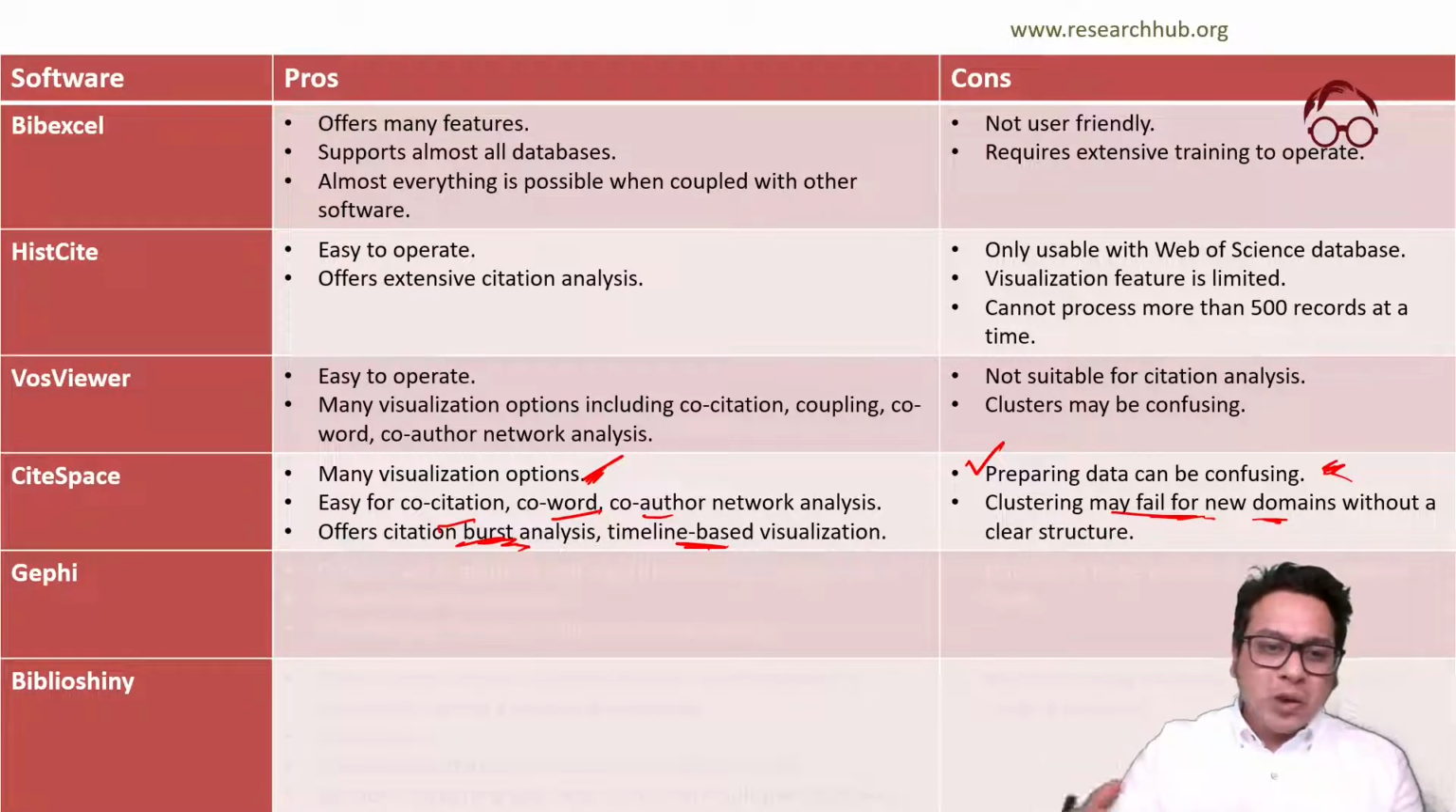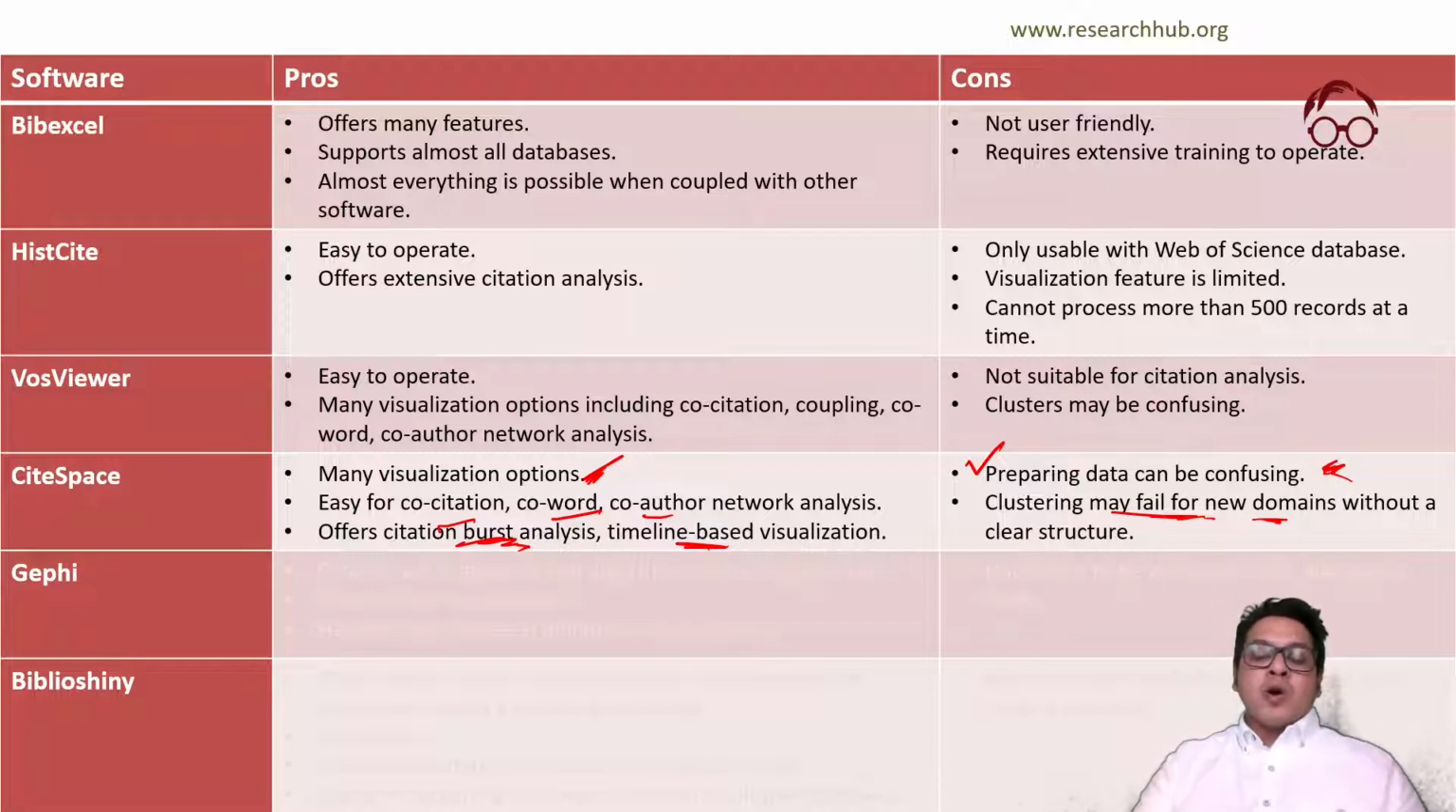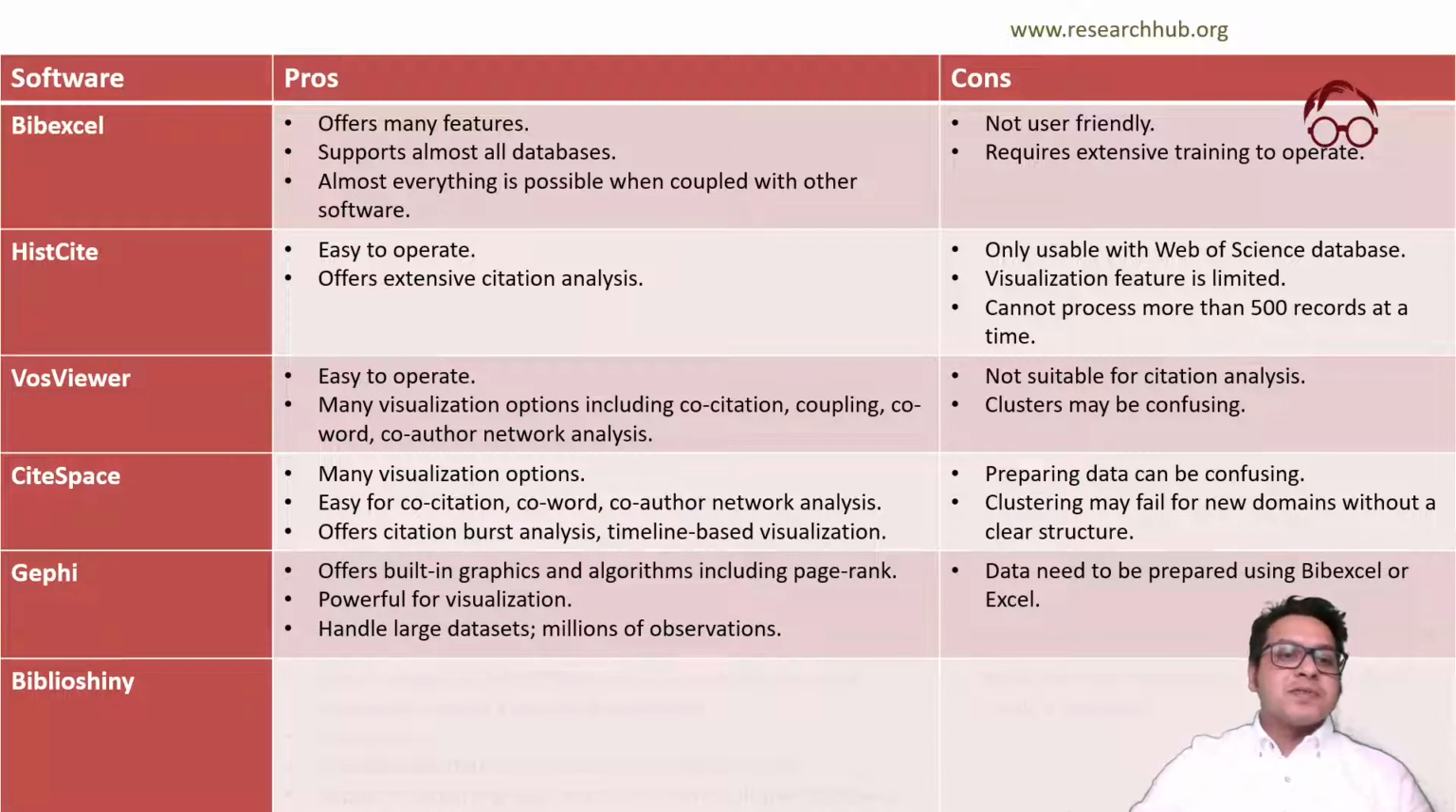So in those cases, VOSviewer maybe still can give you some clusters, but CiteSpace may fail if the domain is really new and there are no clear citation patterns. And it could be a problem. It could be a problem for all softwares, but VOSviewer or Biblioshiny are likely to provide you better clusters compared to CiteSpace in such cases.